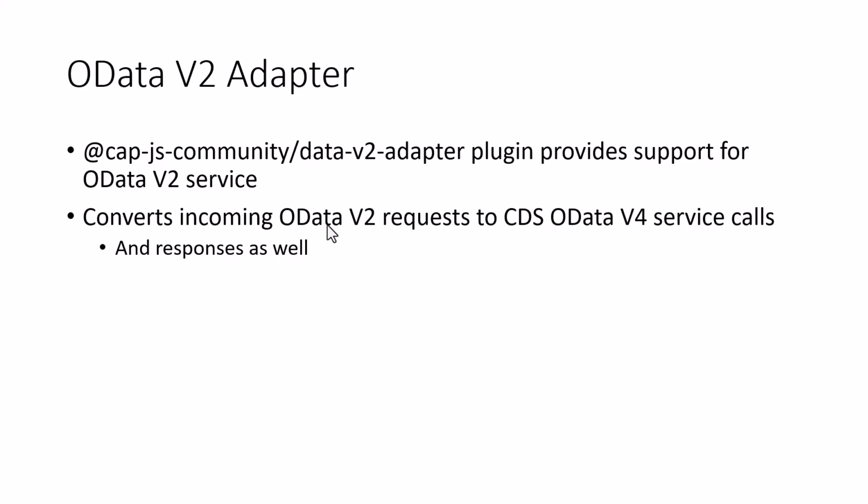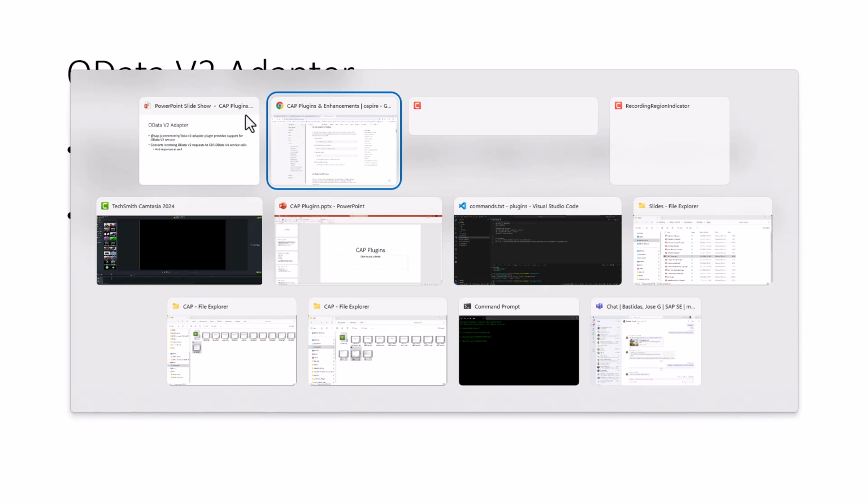And then the CAP framework, as it supports OData v4, is able to handle that OData v4 request, and then the response that comes from the CAP framework, the OData v2 adapter again intercepts that and converts that into an OData v2 response and sends it back to the requesting entity. So this is an adapter that you've probably already used. So let's quickly see that in action.